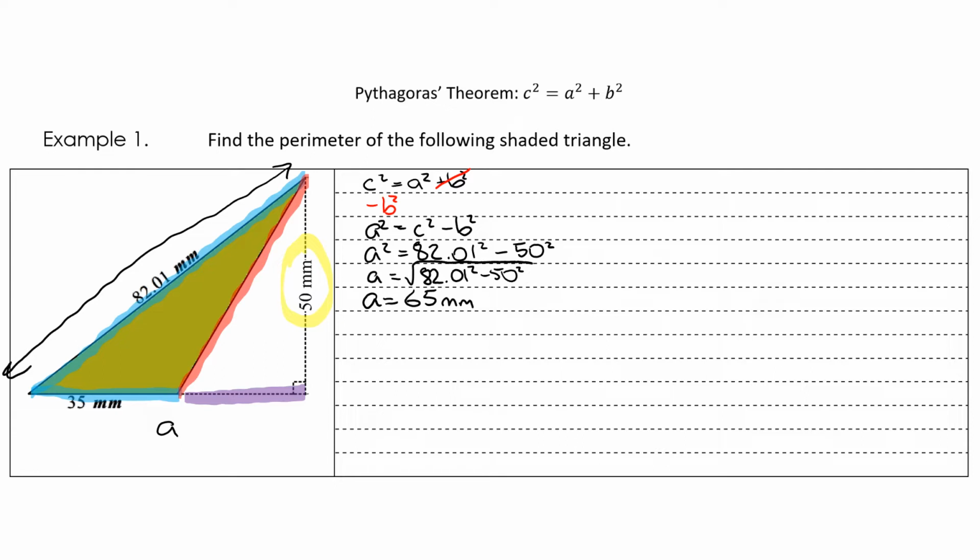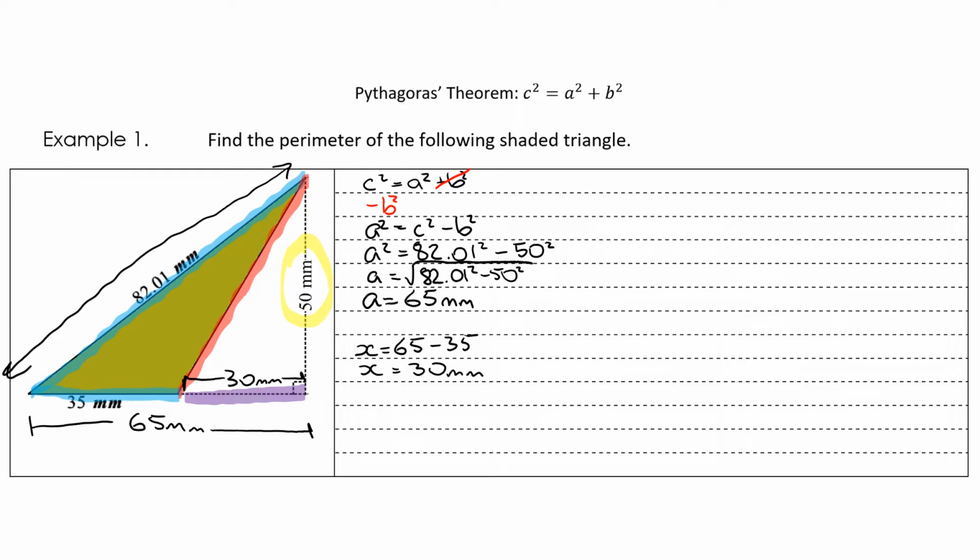So down the bottom here, if this whole length along here is 65 millimeters, the purple length, we'll call it x. X we can calculate by doing 65 minus 35. Now 65 take away 35 equals 30 millimeters. So this along here is 30 millimeters, just the purple line. Okay, now that we have 30 and we have 50, we can calculate the red line.